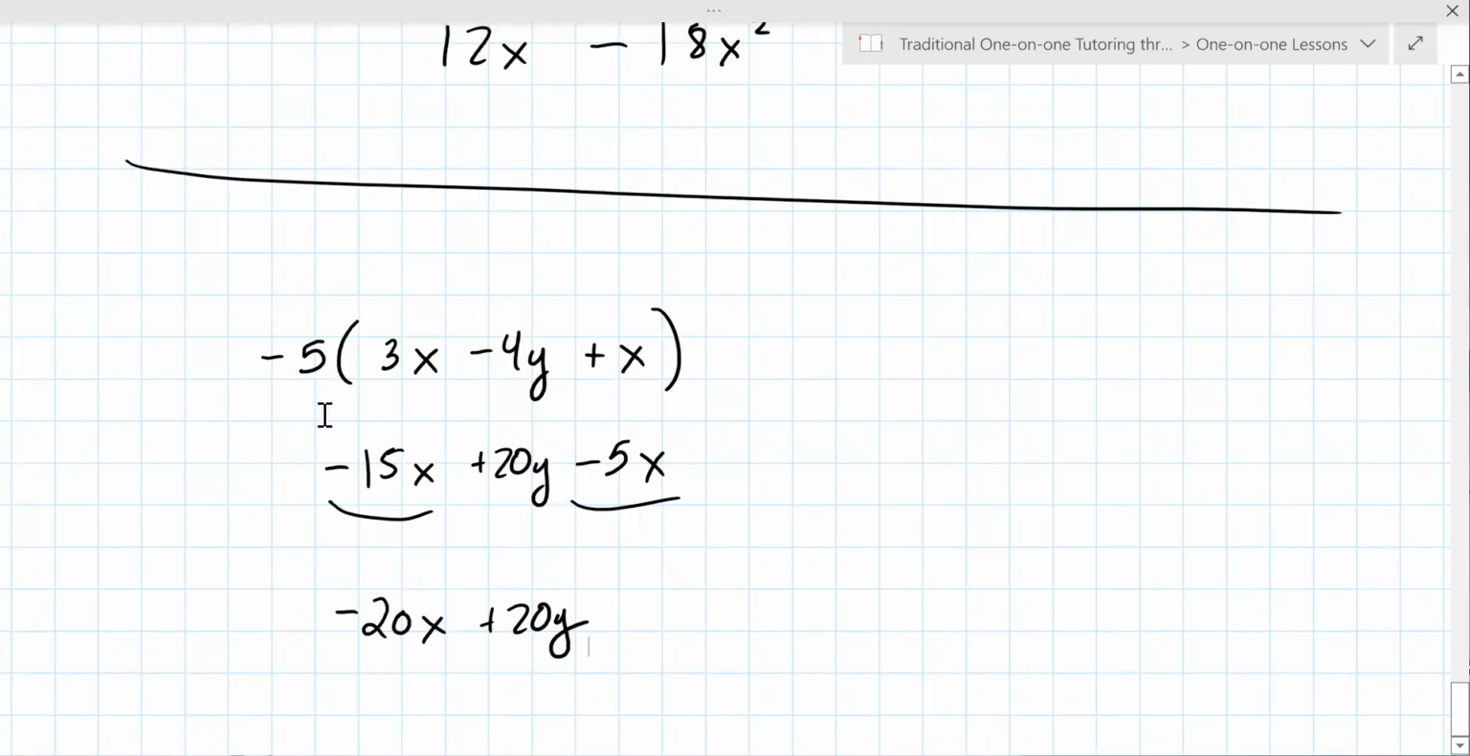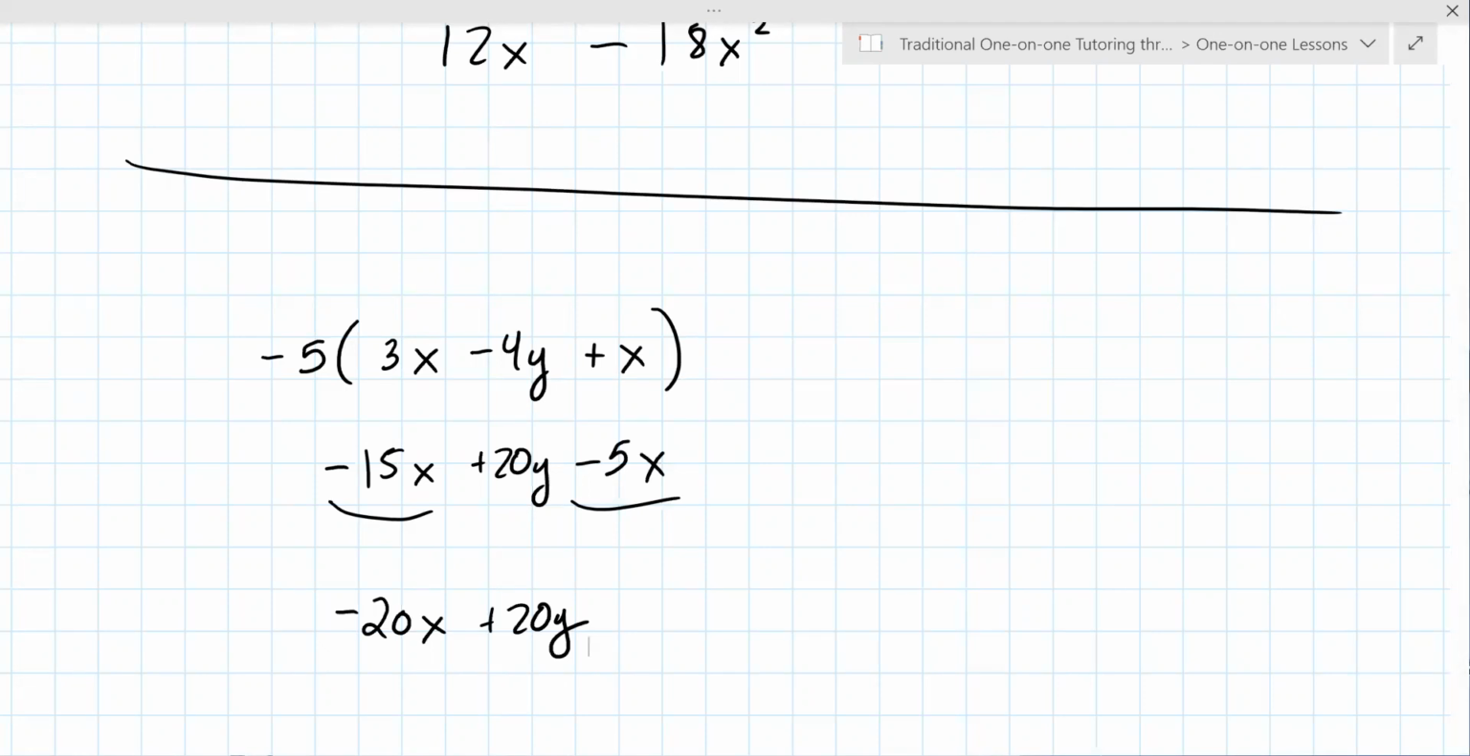Okay. Well, the good thing is you're distributing it really well. You just got to be careful that you can actually combine the things that you can combine. And you've noticed, like I'll circle, I'll underline, I'll do some things like that to indicate which ones you can combine. But you can only combine them if they're exactly the same, meaning like x with x, y with y, x squared with x squared, y squared with y squared, something like that.